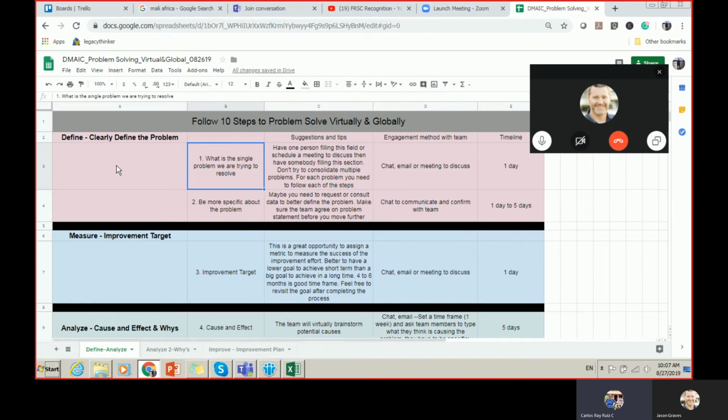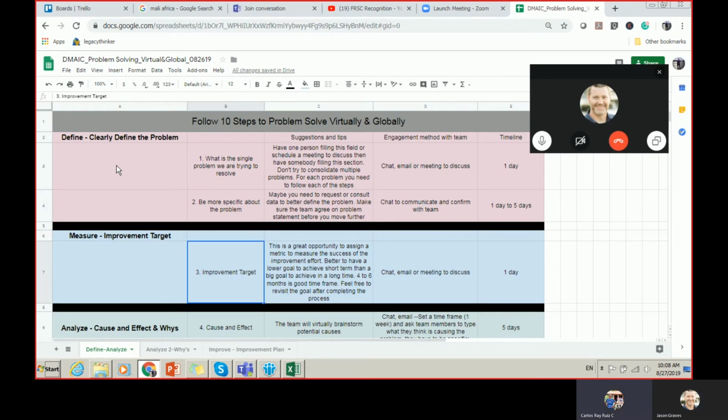And then I added some tips that later you can review. But basically, what is the problem? And then digging deeper, be more specific about the problem. So maybe the first problem statement is vague, but as you guys dig deeper into maybe the data, you should be able to come up with a very specific problem statement.